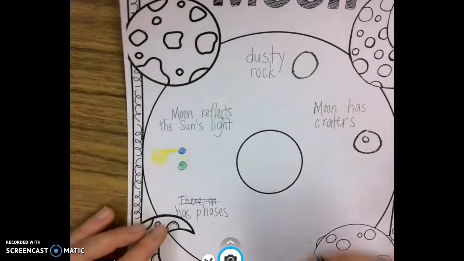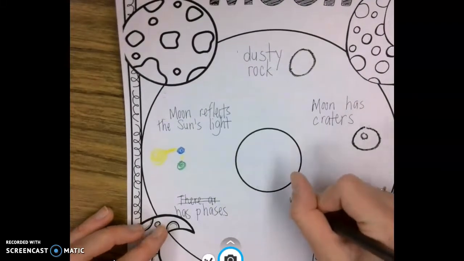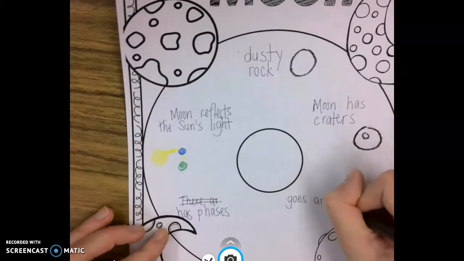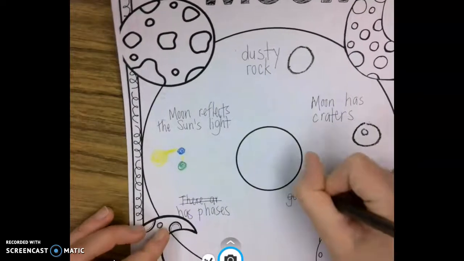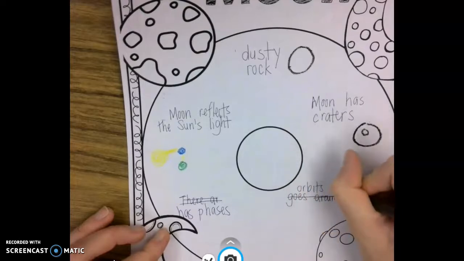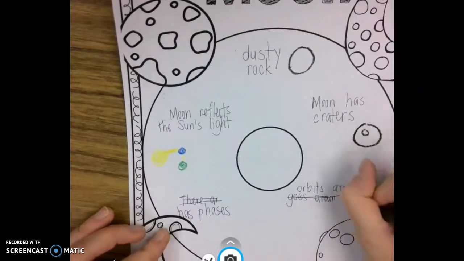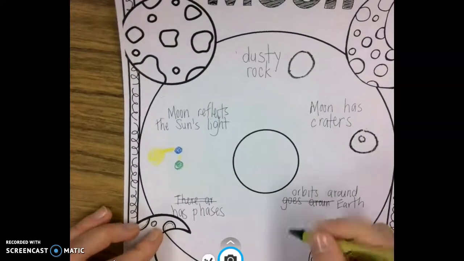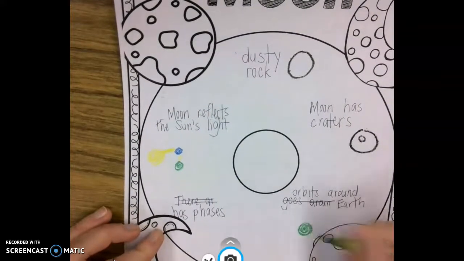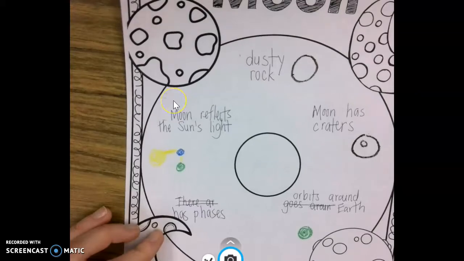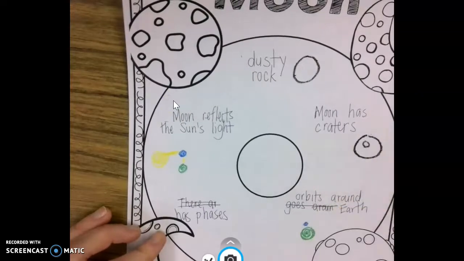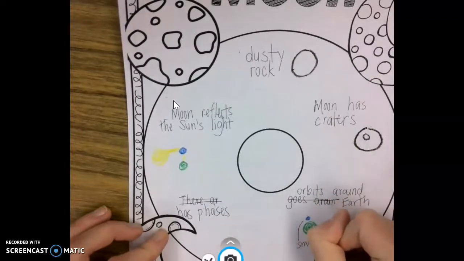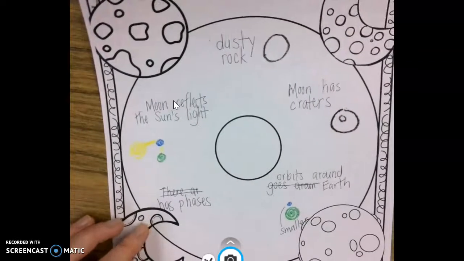Another thing is the moon goes around, or orbits, the Earth. Okay, maybe you just want to draw a picture for that. I'm using green as my Earth. And I'll draw my moon. And, oh, another thing is the moon is smaller. I'm just going to write smaller, right? We learned that. The moon is not as big as the Earth.